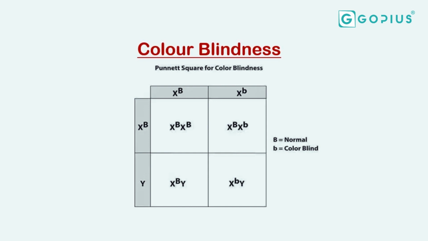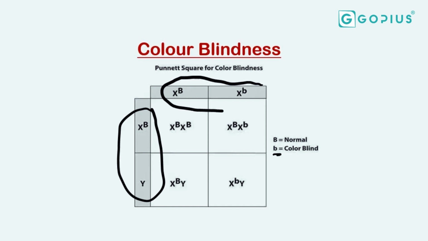So in the case of color blindness, the gene that is responsible for color blindness is the small b. The capital B masks the small b. So look, we're looking at this parent. This parent is a father. He has the capital B, so that means he's normal. The mother is also normal. She has the capital B and the small b, but the capital B masks the small b.